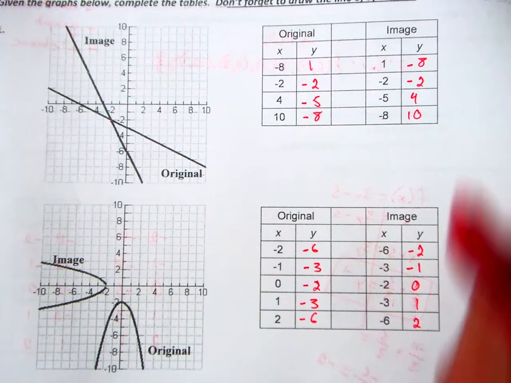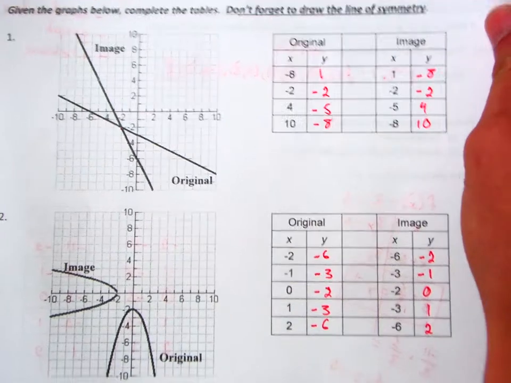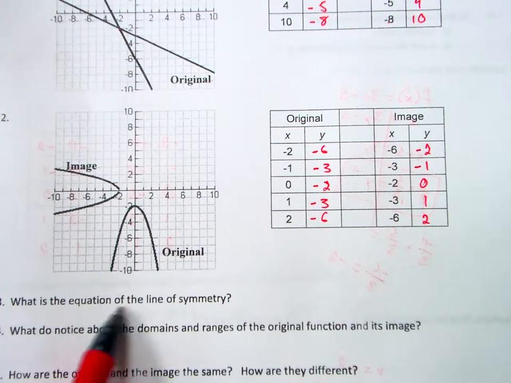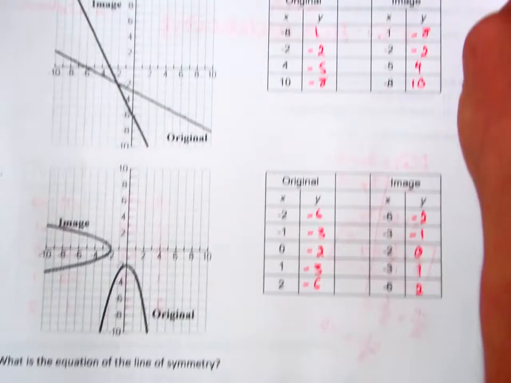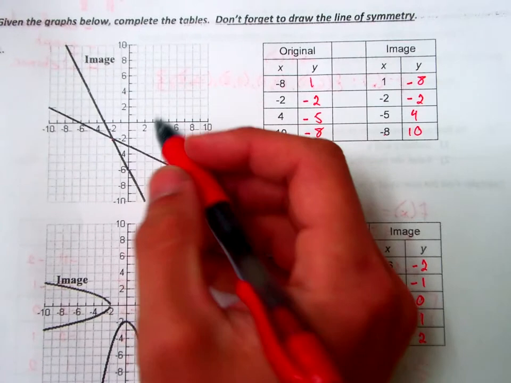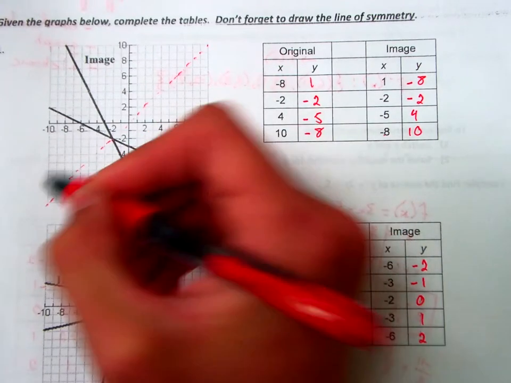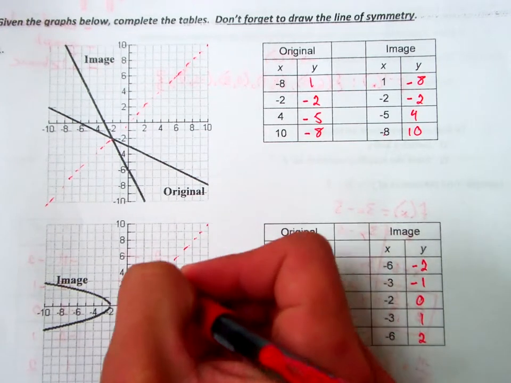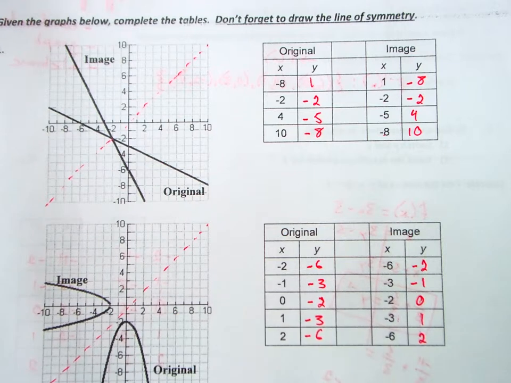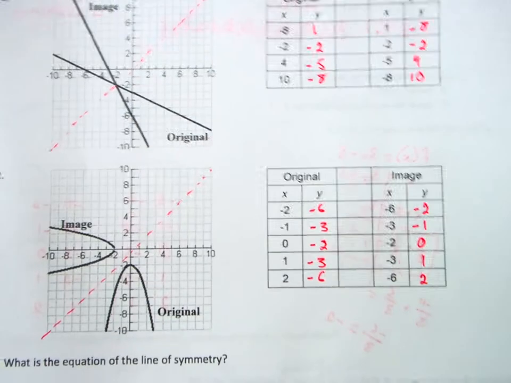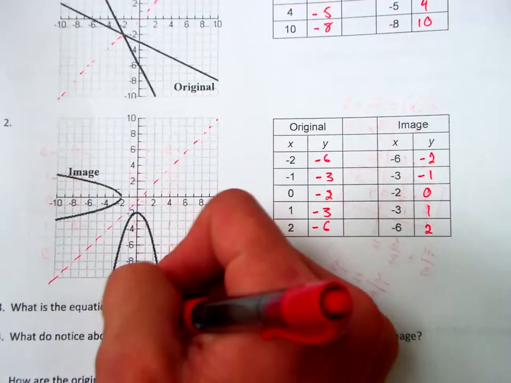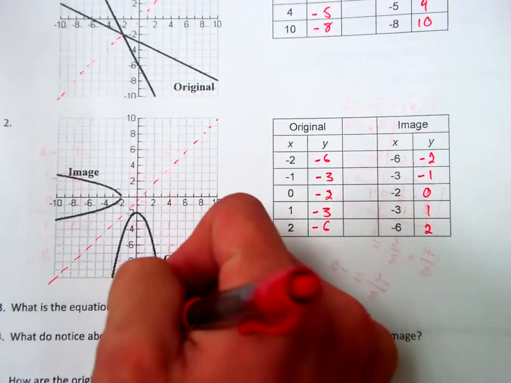Okay, so when you're looking at this, the next question on this worksheet says, what is the equation of the line of symmetry? Well, let's draw the line of symmetry. Looks like it would be, so there's my line of symmetry for this one, and my line of symmetry for this one is the same thing. Okay, so that is a parent function. That is the linear parent function. Its equation is y equals x.